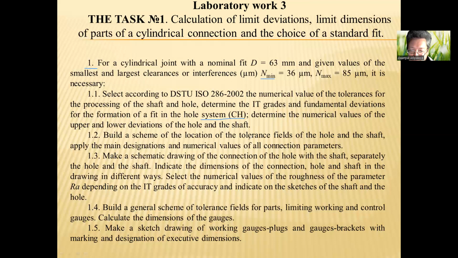Select the numerical values of the roughness parameter Ra depending on the IT grades of accuracy, and indicate them on the sketches of the shaft and the hole. Build a general scheme of tolerance fields for parts, limiting working and control gauges. Calculate the dimensions of the gauges. Make a sketch drawing of working gauges, plugs and brackets, with marking and designation of executive dimensions.